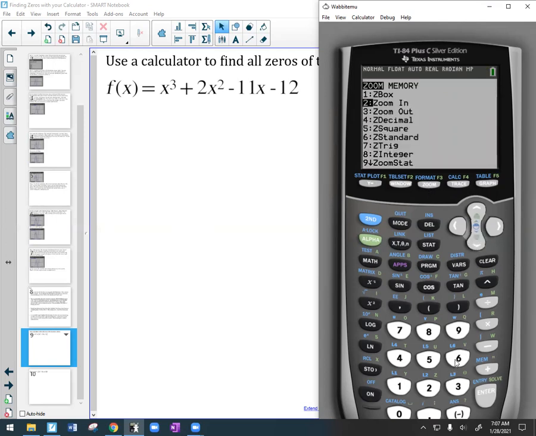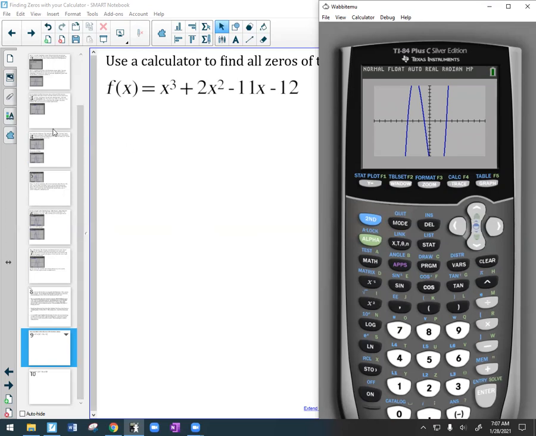Actually, if you hit zoom 6, this is a standard zoom, which is from -10 to 10 on both x and y. That was where we started before. So there we go. Now we're going to find this 0 over here first. It sure looks like -4. I think it is, but we're going to find it anyways, just in case it's not.